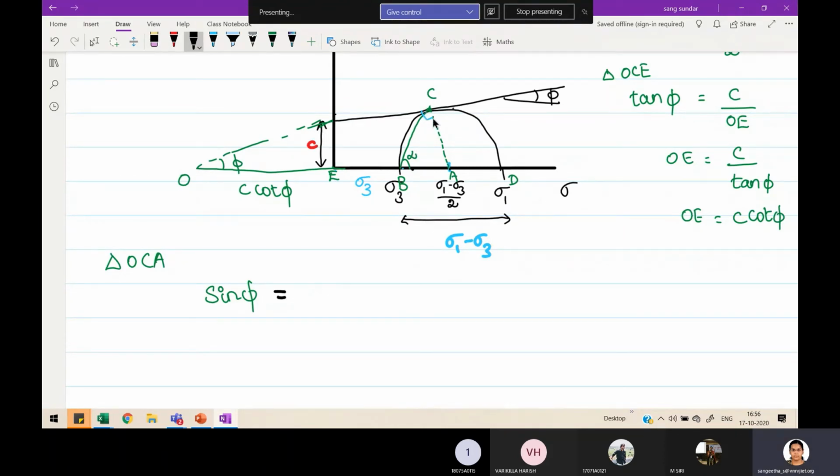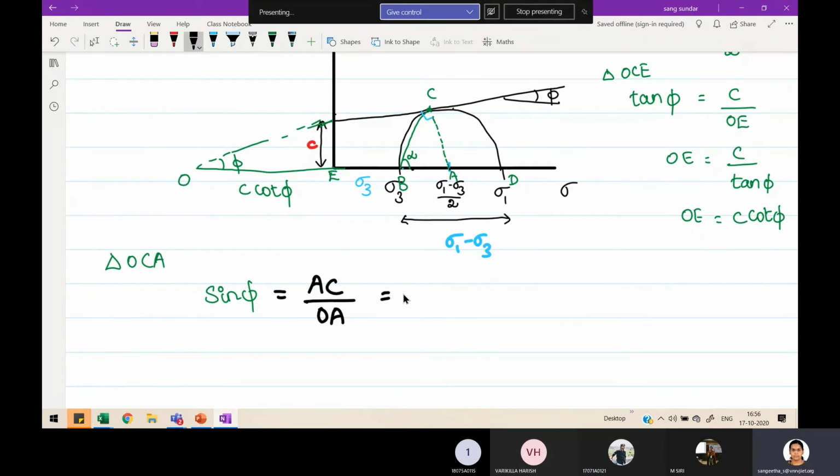So this is a right triangle. Here it is 90 degrees and your theta is over here. So what is your opposite side? AC by OC. Where is the hypotenuse? The side opposite the 90 degree angle is called the hypotenuse. Then what is the hypotenuse in your triangle OCA? OA is the hypotenuse.